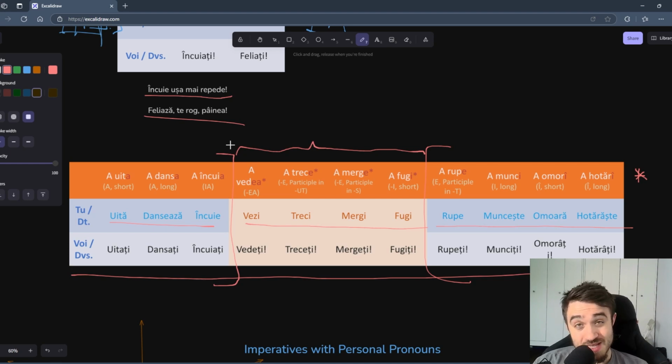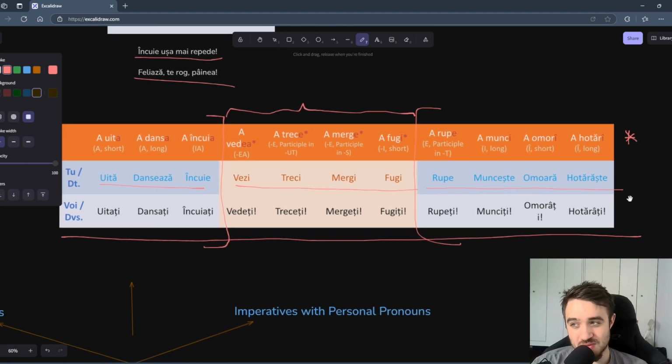Yeah, those are all second person. And then if I want to say break, it is "rupe", work, "muncește", kill. I don't know if you'll say that, but let's say you do. "Omoară", "hotărăște", yeah, decide, "hotărăște-te".